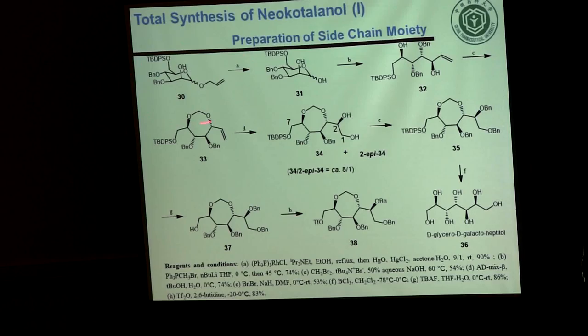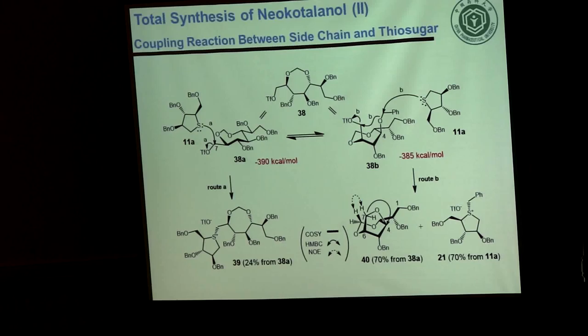After the protection and the Wittig reaction, we get the terminal olefin. Then we protect these two hydroxyls, followed by Sharpless asymmetric dihydroxylation and protection by benzyl, and the deprotection of TBDPS with TBAF to get this primary alcohol, which was then subjected to the triflation reaction to get the triflate 38, which is a very important precursor of the next coupling reaction.